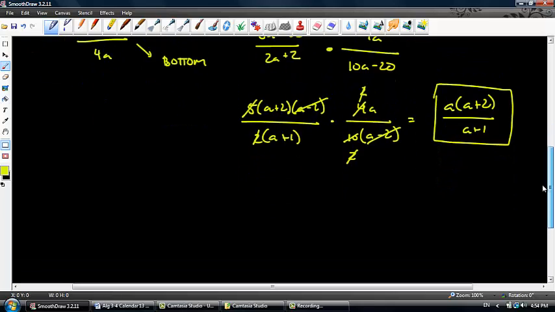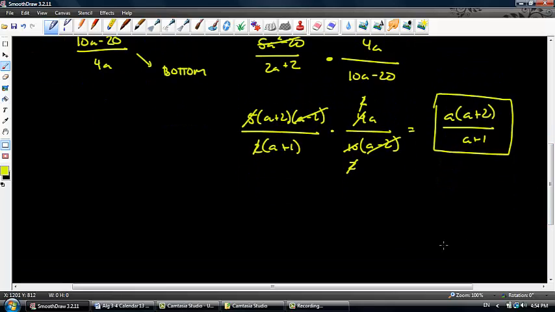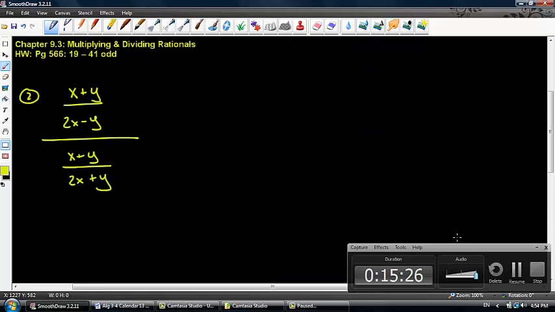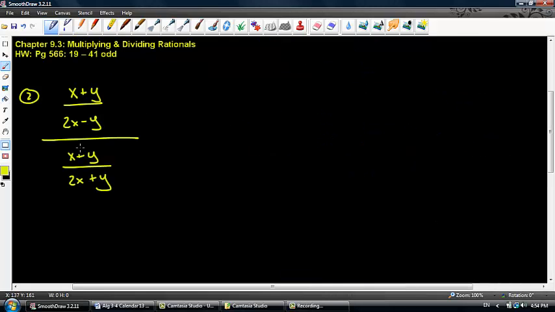Let's do another one of these. In this next example here, we've got another 4-layered fraction, so let's go ahead and just rewrite it in terms of something that we already know how to do. And actually, we can even bypass the whole division because it's really just the top thing times the bottom flipped. So it's going to be times 2x plus y over x plus y.